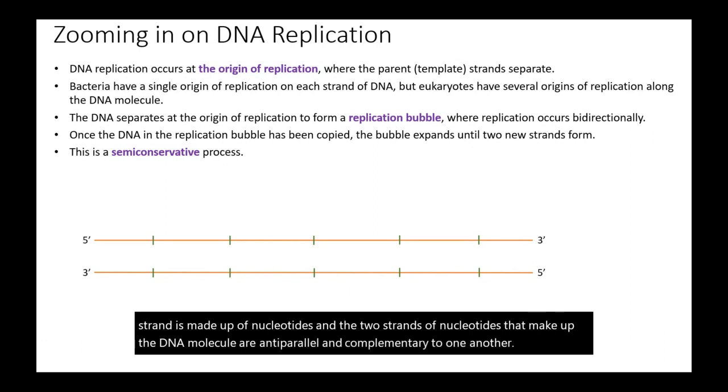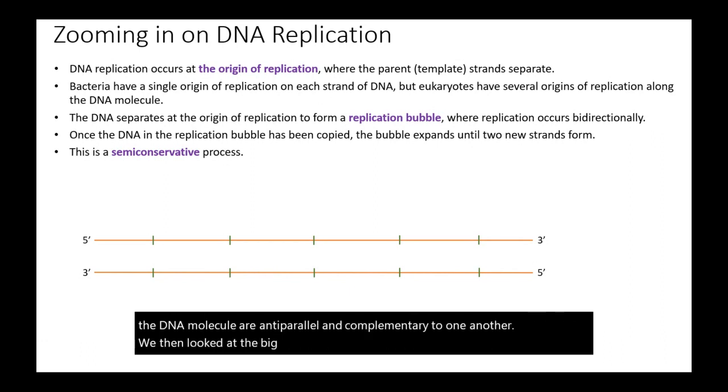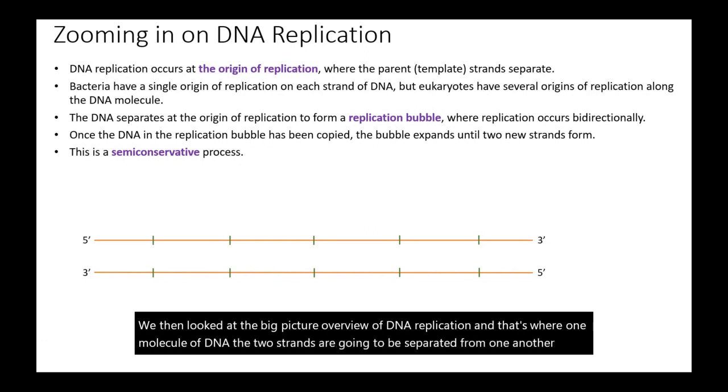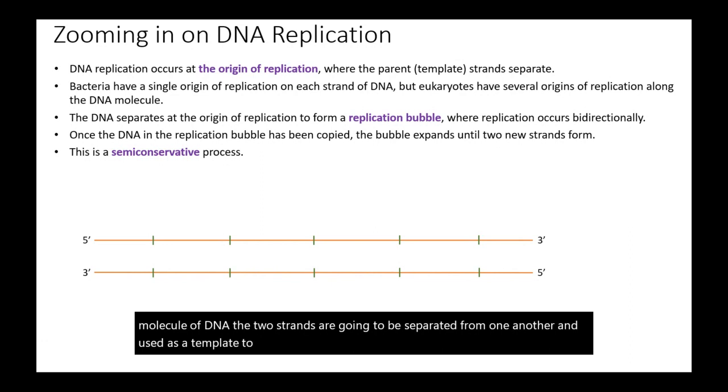We then looked at the big picture overview of DNA replication. That's where one molecule of DNA, the two strands are going to be separated from one another and used as a template to create two new strands of DNA nucleotides. So at the end of the process, there are two identical copies of DNA.